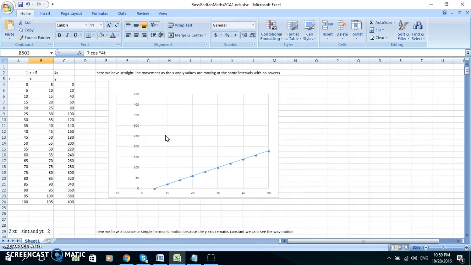Okay, to create a straight line motion, we have a straight line movement as the x and y values are moving at the same intervals. So we have x going up and y going up at the same intervals, and there's no powers. That creates straight line motion.